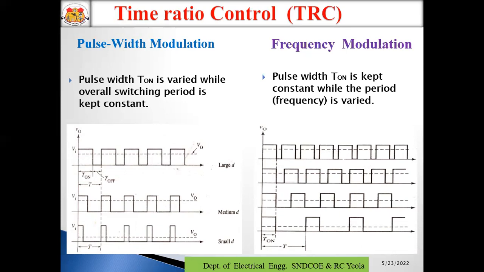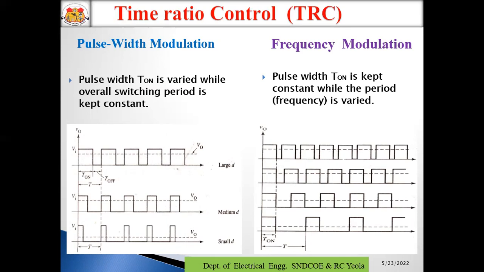In that you can see the overall concept of pulse width modulation. This is V0. In pulse width modulation, we vary the T on time. In frequency modulation, the pulse width T on is kept constant while the period, or frequency, is varied. So that is the opposite. In PWM we vary the T on time, but in FM we keep the T on time constant.